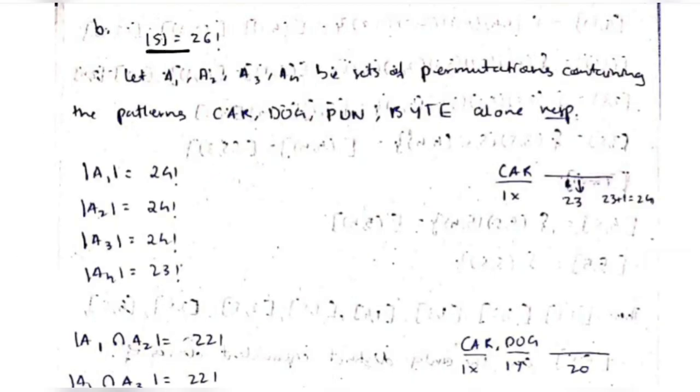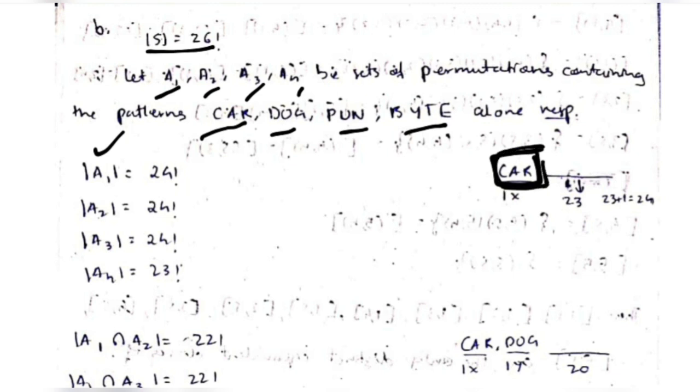Firstly we will write the total number of permutations of 26 letters, which is 26 factorial, and then we have A1, A2, A3 and A4, which represent car, dog, pun and bite. Now see, A1 means how many permutations have the word car in it.